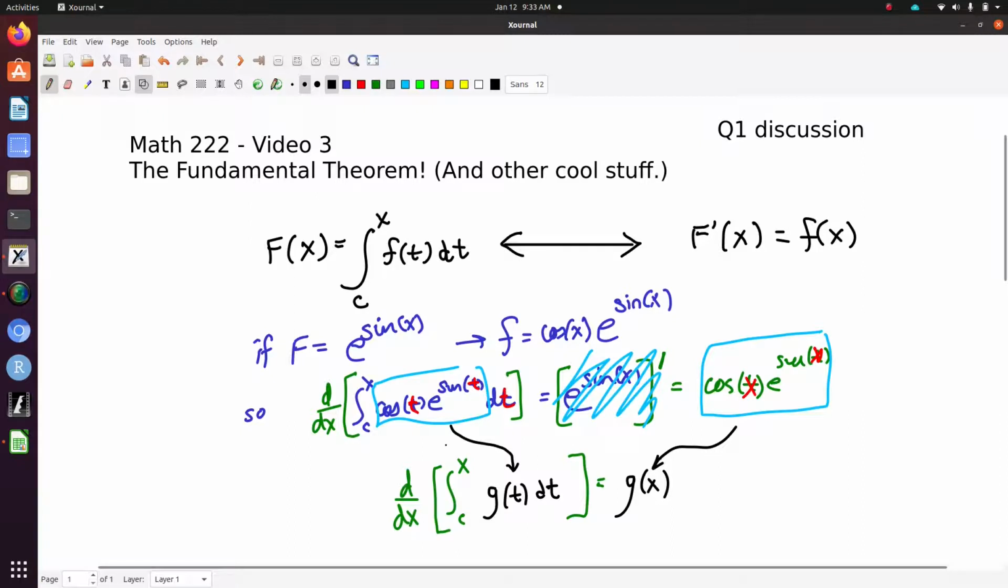And the only difference is, in this case, we're in a math class, so we have to use a different variable. It doesn't have to be a t either. It could be an s. It could be any variable as long as this matches this here. And then this x in this case matches this x and this x. That's how the variables have to match. Okay, and so that's the fundamental theorem.